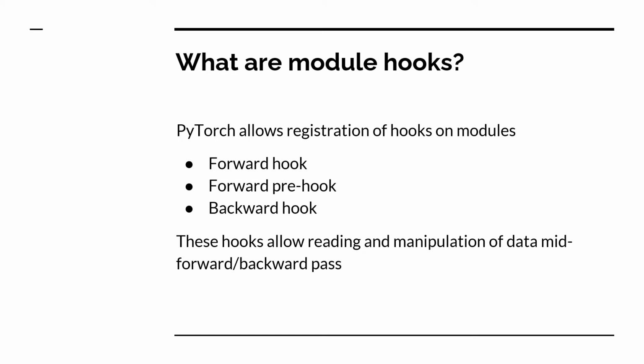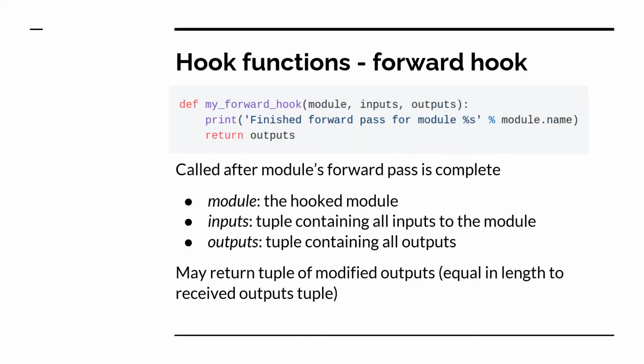Let's look into these hooks in a little more detail. The forward hook is called after a module's forward pass is complete. The function is passed the module, the input received during the forward pass, and the output. The function has the option of modifying the output and returning it, in which case the modified output will be passed on to the rest of the network.